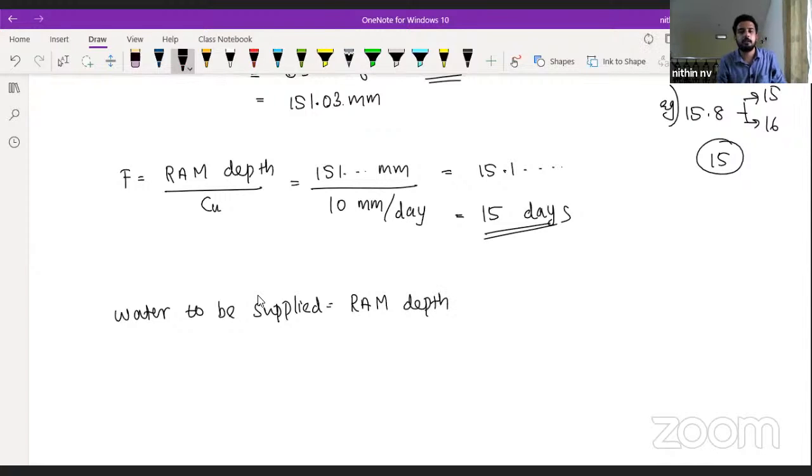But what they are telling is that the application efficiency is 80%, which means if you are giving that water, see, according to my calculation I have kept 151 point, how much, guys? 151.4.